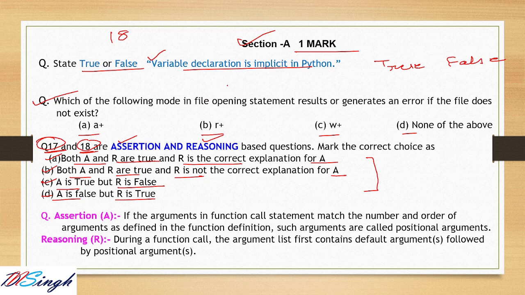So there are 3 categories: true false; MCQ, where you have 4 options out of which you need to select one; and, out of 18 questions, 2 questions of assertion reason type. In assertion reason, the question will have 1 assertion statement and the reason for that assertion. That was section A. Let us move ahead to section B.